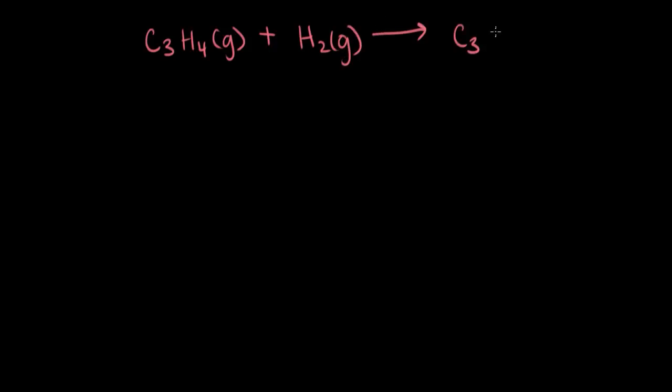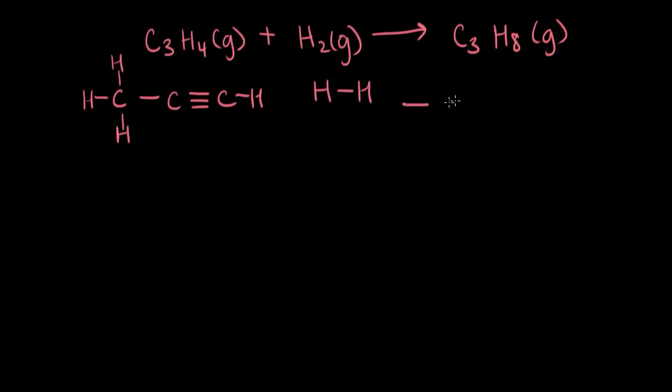So the example reaction is taking propyne, which is C3H4 gas, and reacting it with hydrogen gas to get propane, C3H8 gas. And I don't know about you, I'm pretty bad at looking at a chemical formula like this and knowing exactly what the molecule looks like. So I'm going to draw out the Lewis structures. The Lewis structure for propyne has 3 carbons and one carbon-carbon triple bond. And then it has 4 hydrogens. So that's propyne. And we also have hydrogen gas, and our product is propane. Propane has all single bonds. So 3 carbons with single bonds and 8 hydrogens bound to the carbons.